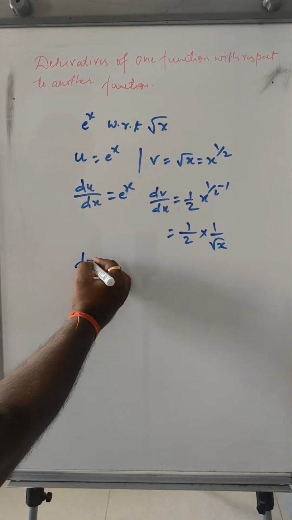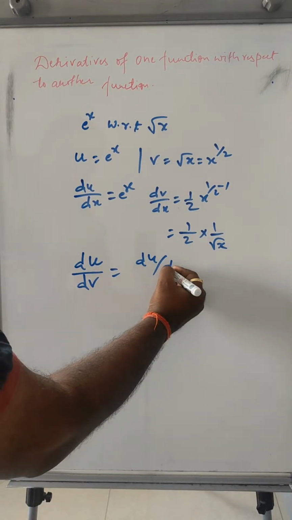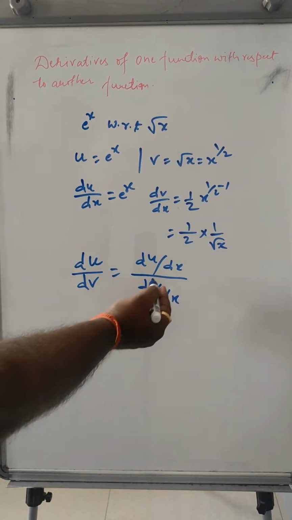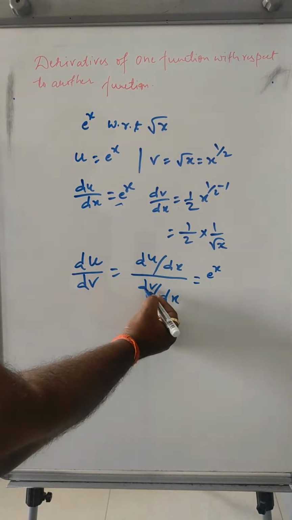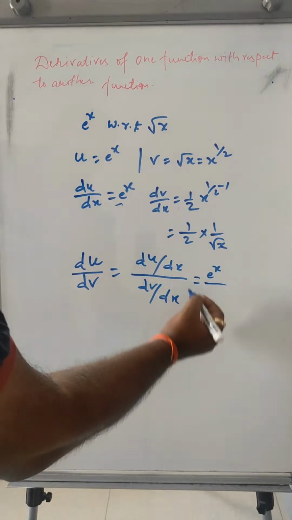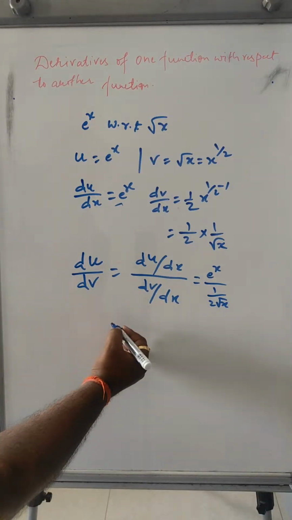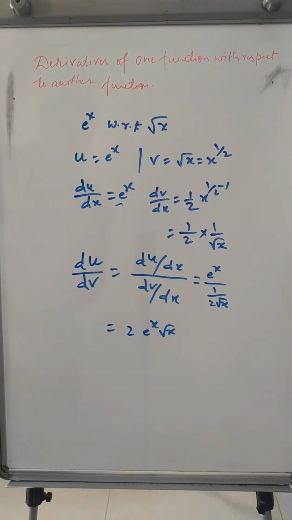Now we have to find du by dv. So du divided by dx is e to the power x, and dv divided by dx is 1 by 2 under root x. So it is 2 e to the power x under root x. This is the answer to this problem.